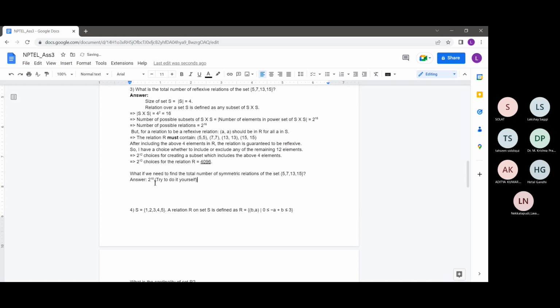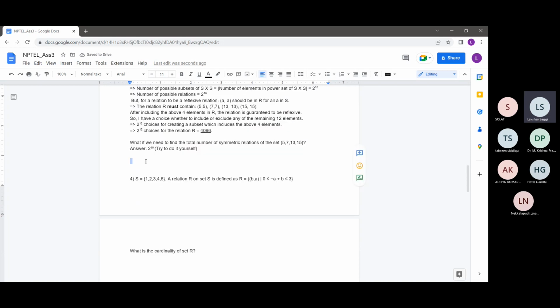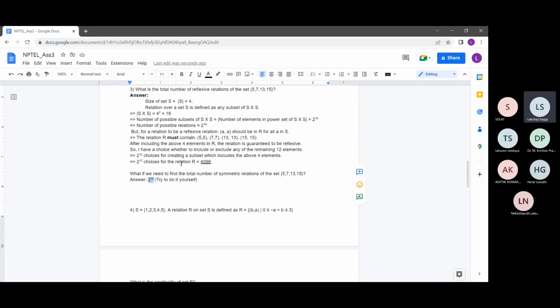Yourself. Okay. And if we have time in this session remaining, we'll just come back to this. But the correct answer is 2 to the power 10. Similar arguments would apply as we had applied here, that the relation R must contain, at least here, since it was reflexive, it should contain (5, 5), (7, 7), (13, 13), and (15, 15).